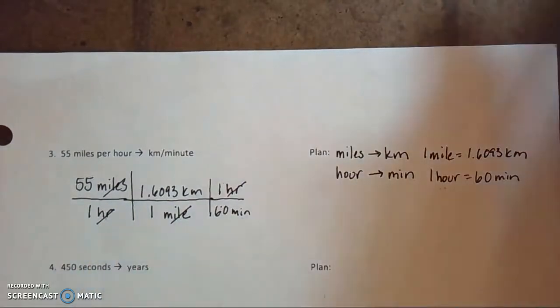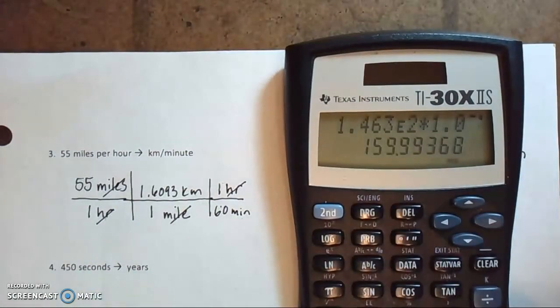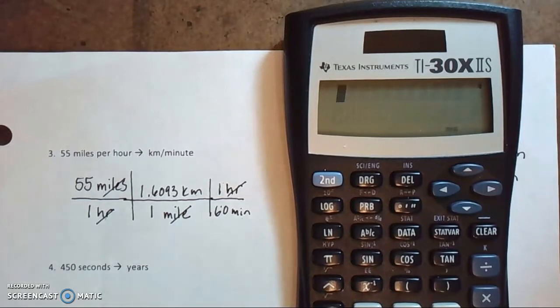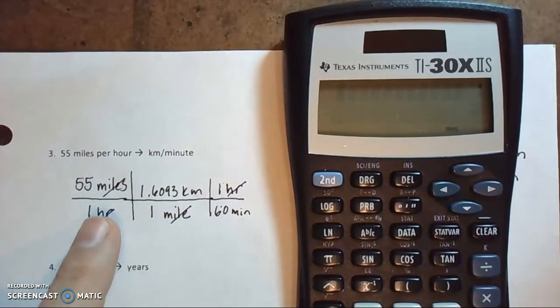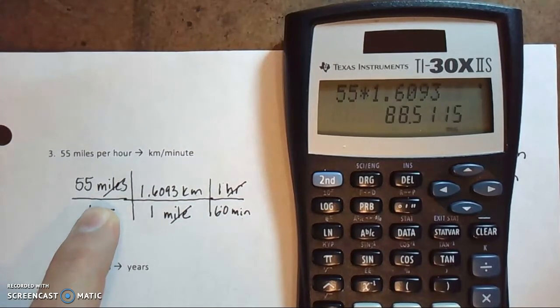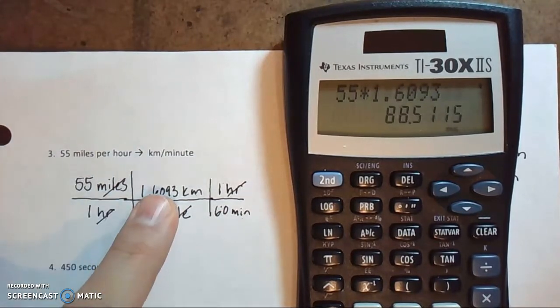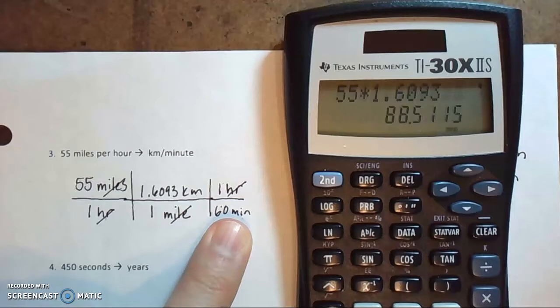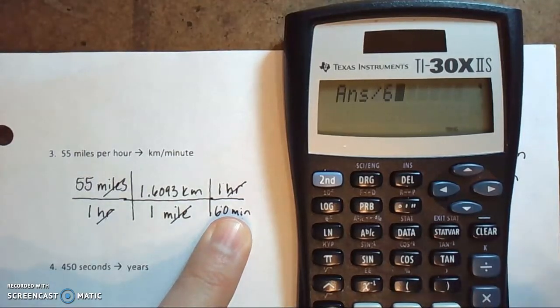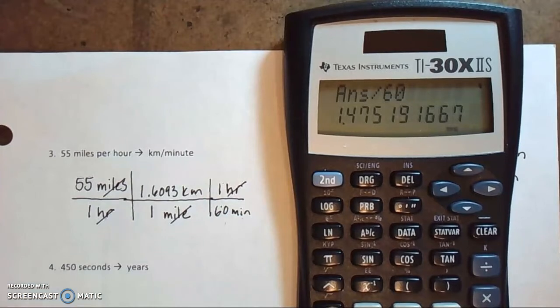But in our calculator, we're going to have to put this in one step at a time. Do yourself a favor. Every time that you do one operation, hit equals and then do the next. So in this one, I would do 55 times 1.6093, hit equals. They're across from one another. Then I'm going to divide that number by 60. So all I have to do in a calculator is divide by 60 and hit equals. And I get this number.